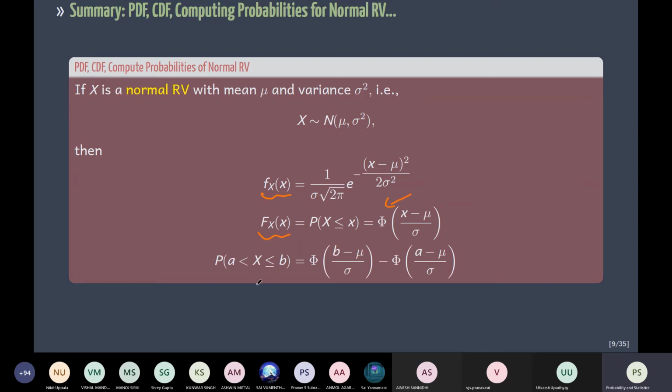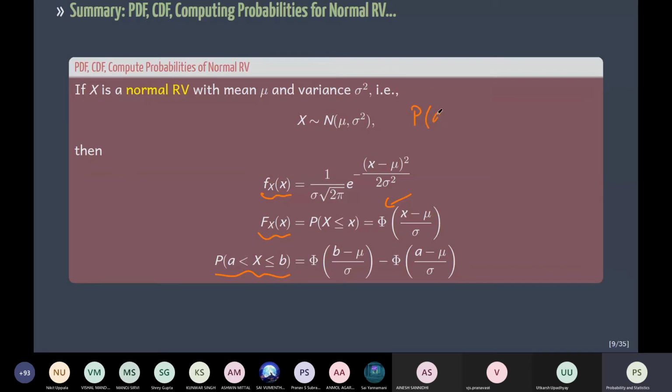We have just derived this, and now we can also write the probability. This is what we care about a lot, because in reality we are supposed to find probabilities. We are solving problems, so we are dealing with probability calculation. So this is what we need, and this comes from here.